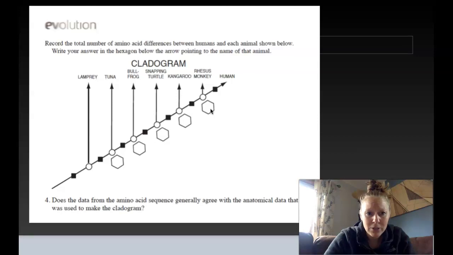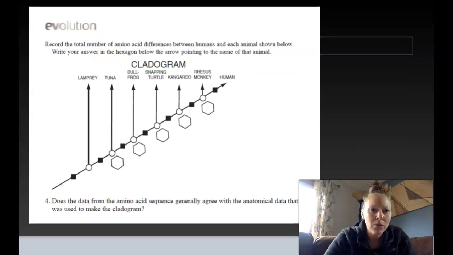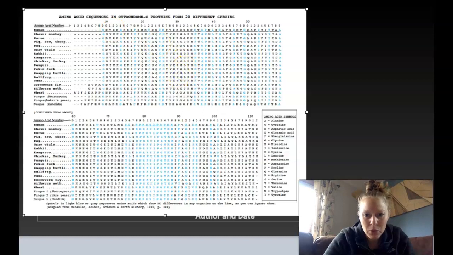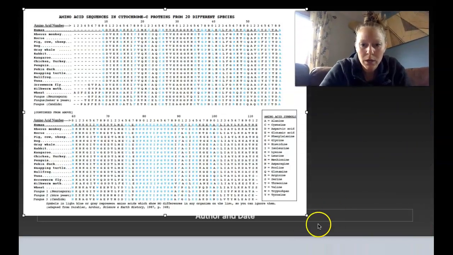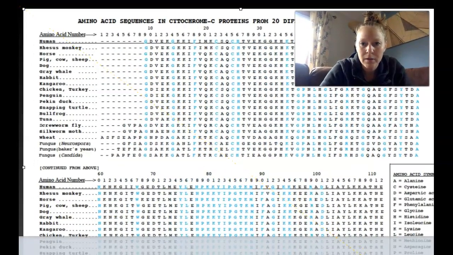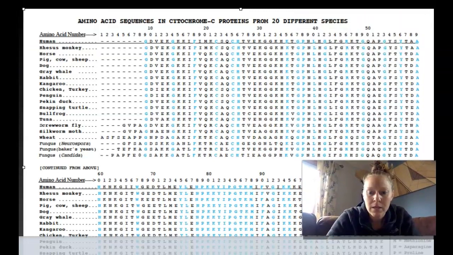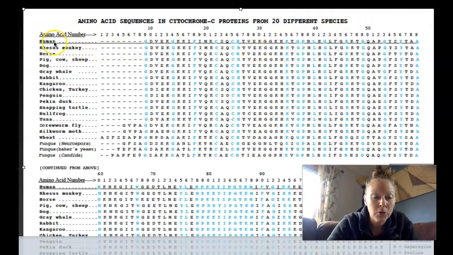What we first have to do is go to the back page of this assignment. Let me blow this up big for you. We're going to compare the sequences, first off, of humans and rhesus monkeys. Here we see that there's a G and a G, so that amino acid is the same. D and D, V and V, E and E, K and K, G and G, K and K, K and K, I and I, I and I. Because I've done this before, I can tell you that this whole top row is exactly the same.